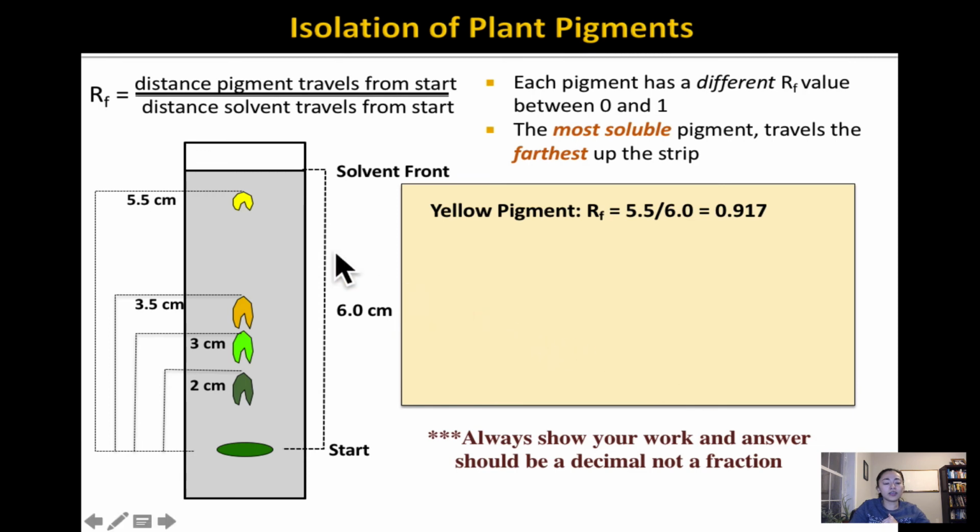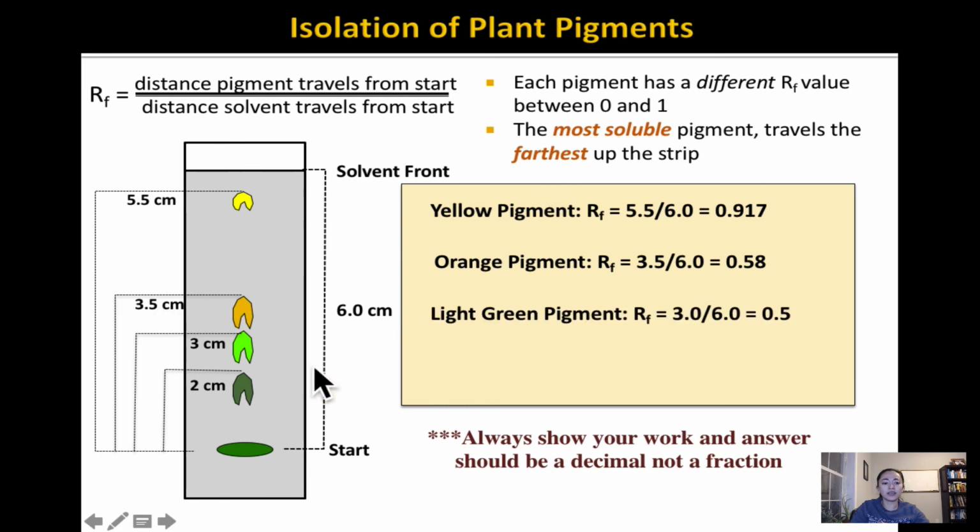If we were to calculate the RF for the yellow pigment here, since it moved 5.5 centimeters, we would take 5.5 divided by 6, which is the distance the solvent moved, and we would get 0.917. The orange pigment, we would do 3.5 divided by 6, get 0.58. Light green, 3 divided by 6, get 0.5. And the dark green is 2 centimeters divided by 6, which is 0.333.